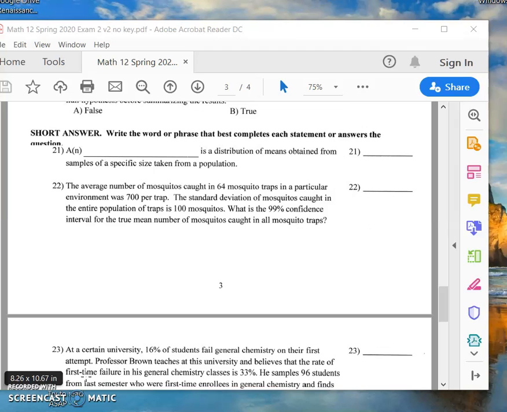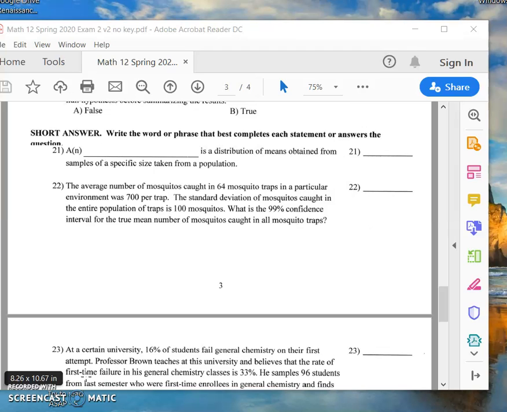So what we do is we take a sample, and from this sample we get our X bar. We find out what the X bar is for the 64 mosquito traps. And what we hope for is that the 64 traps that we actually looked at randomly reflect the entire population. So this is a common situation that we're in real life, because we can't possibly find out what we want to know from the entire population.